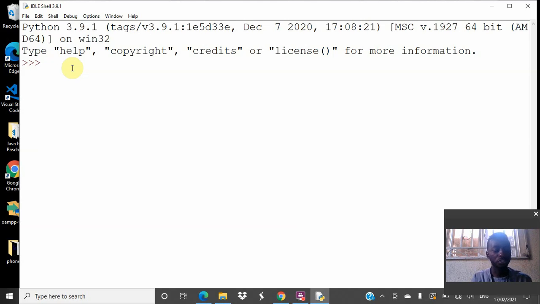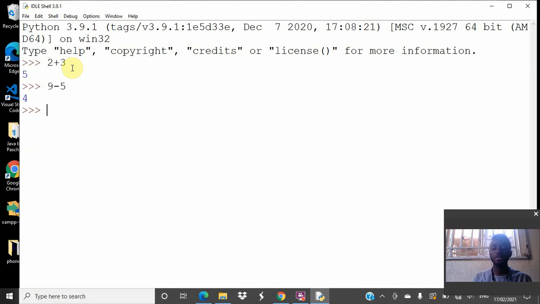It's very simple. It's just by the use of the plus sign. 2 plus 3, for instance, gives us 5. So the plus sign is the operator to be used whenever you want to carry out addition in Python. For subtraction, you use the minus sign. So 9 minus 5, for instance, gives us 4.